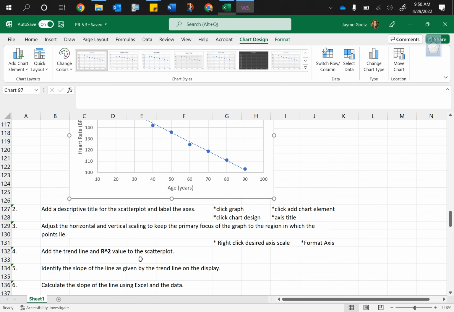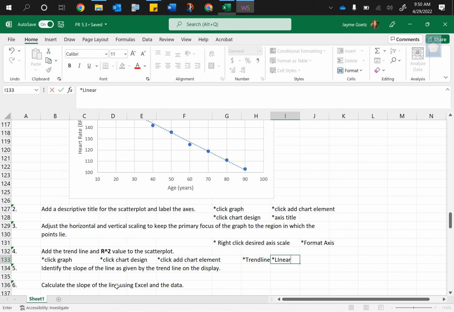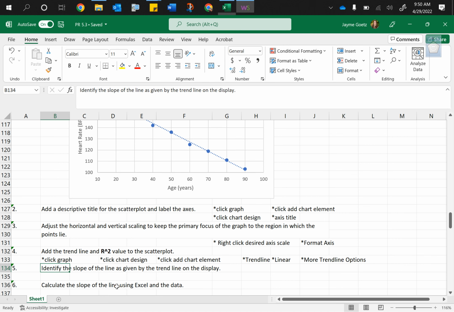Okay, so taking notes. First thing we did was we click on graph, click on chart design, click on add chart element, then we clicked on trend line, then we clicked on linear, then we went to more trend line options, and then after we did that we clicked on display equation and display R².